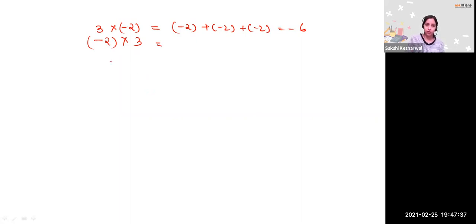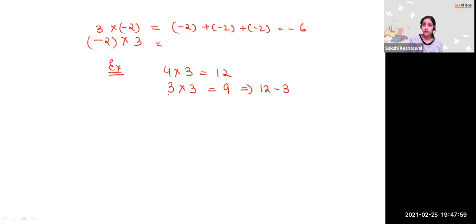Let's take an example. If I write 4 into 3, it is equal to how much, beta? 12. Then I write 3 into 3. It is equal to what, beta? 9. Basically, this is equal to 12 minus of 3, right?